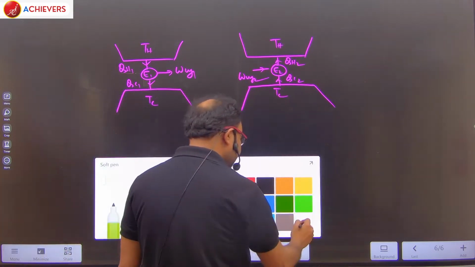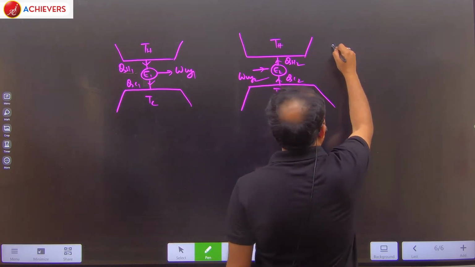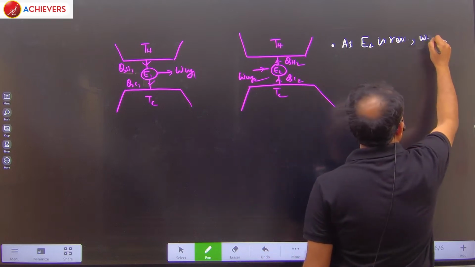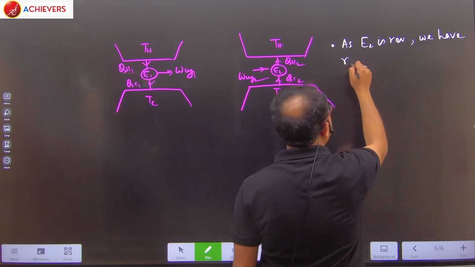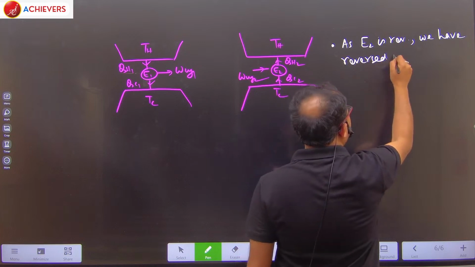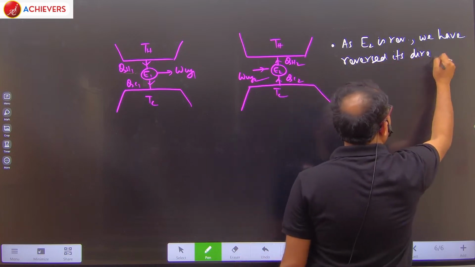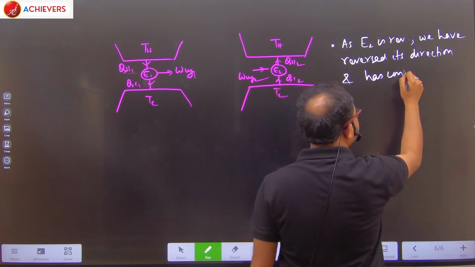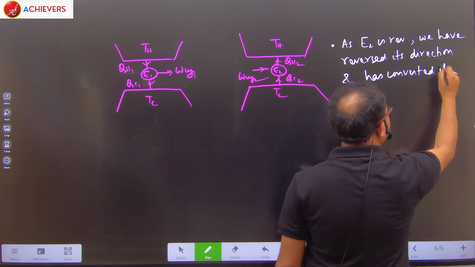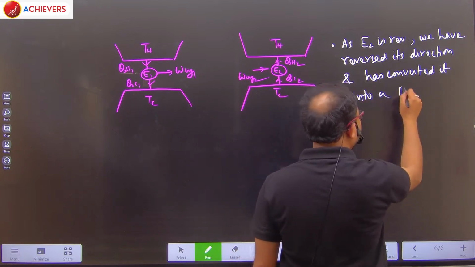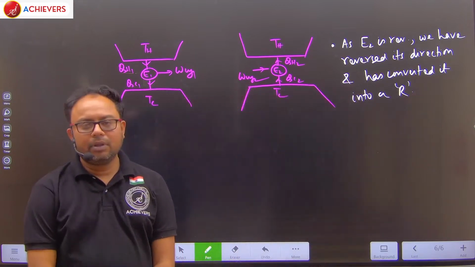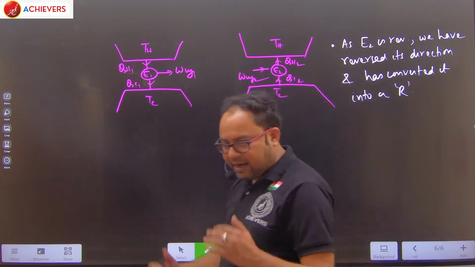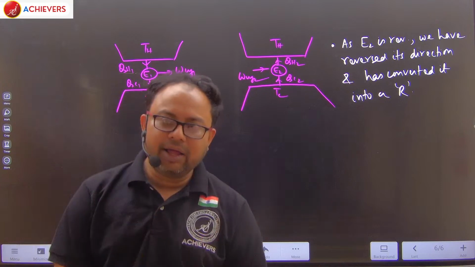So what we have done, as E2 is reversible, we have reversed its direction and have converted it aptly into a refrigerator.